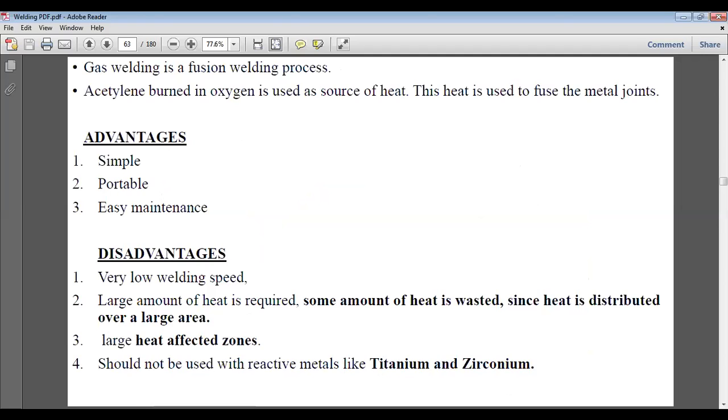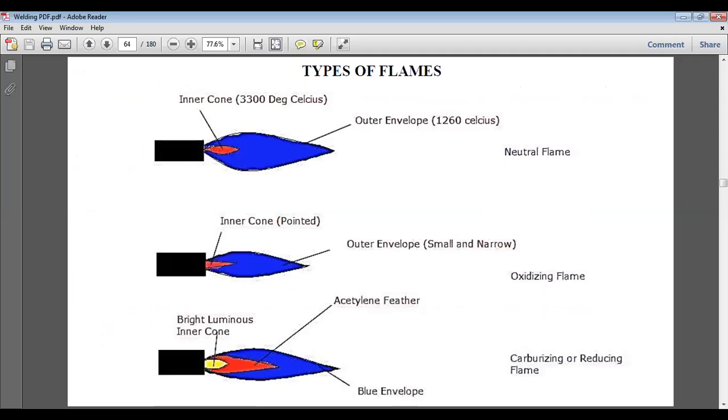this could cause a defect. So it is not used for titanium and zirconium; normal metals are used for this. So those were the advantages and disadvantages. One important aspect of oxyacetylene welding is the type of flames.